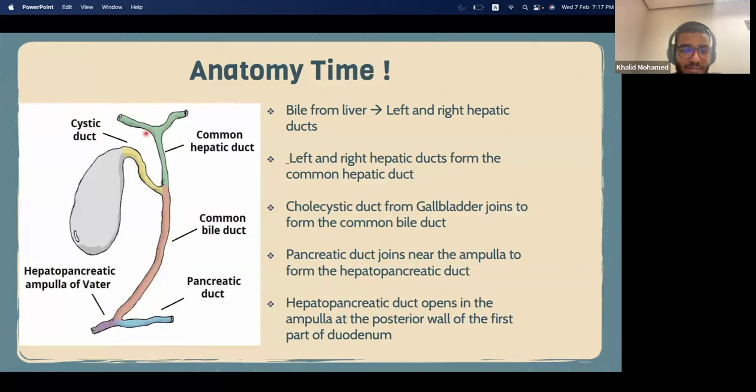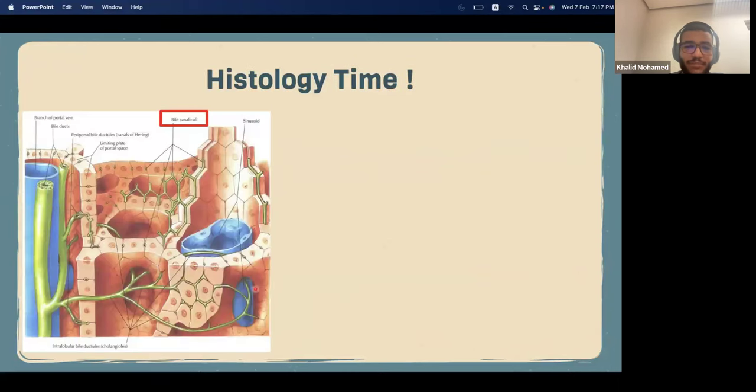So this is going to be the pathway of bile. It's going to be synthesized in the liver, and then it's going to go through the common hepatic duct. When the sphincter of Oddi over here is closed, it's going to go back to the gallbladder and be stored in the gallbladder. But if the sphincter is open, then it will continue through the common bile duct, and then the hepatopancreatic duct into the duodenum.